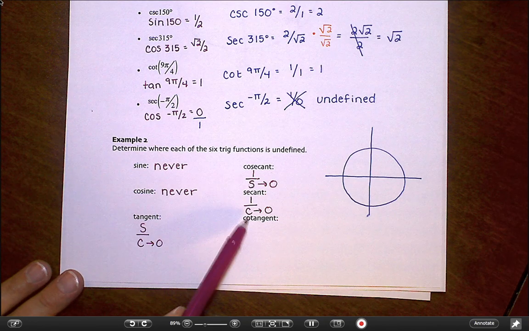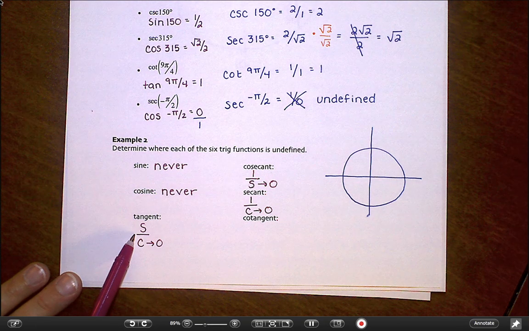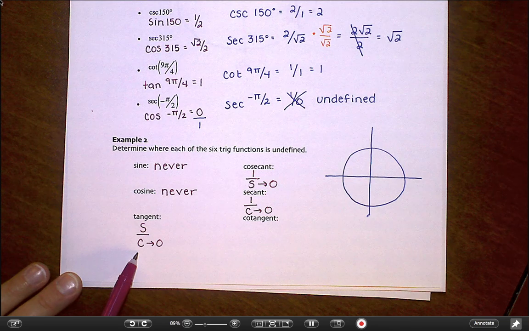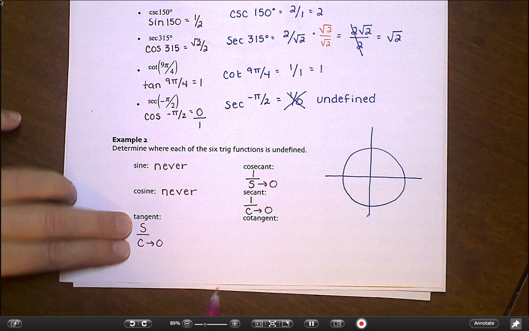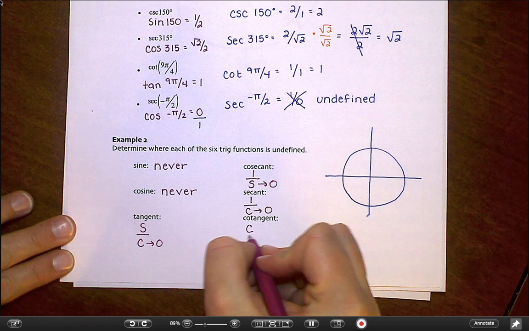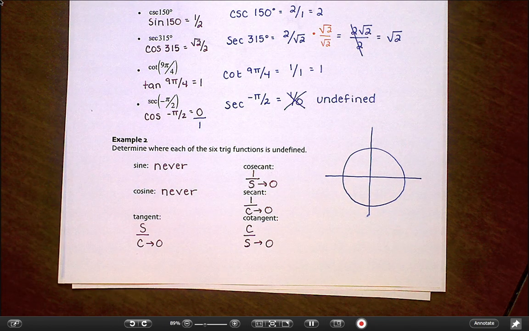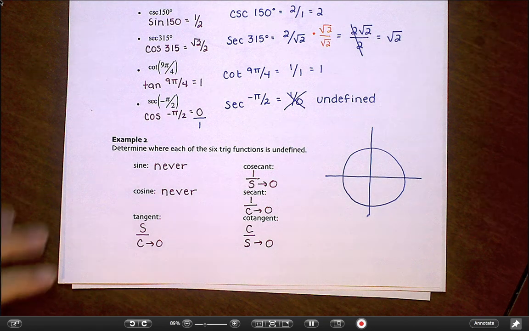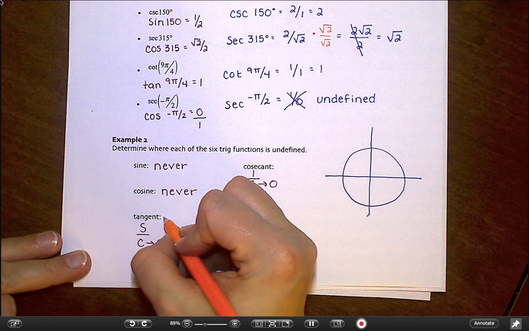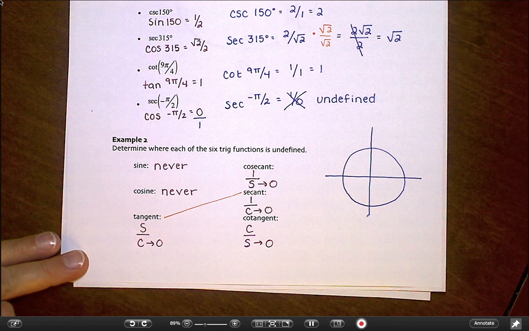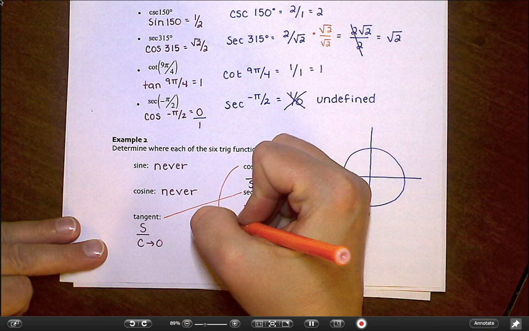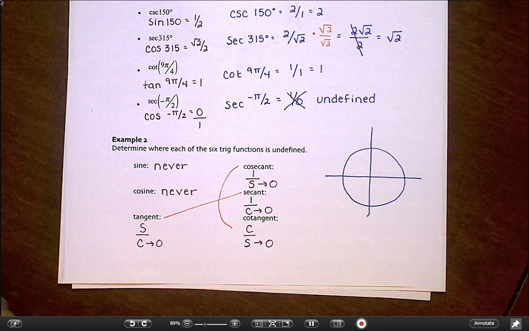Okay, if cotangent is the reciprocal of tangent, and tangent is sine over cosine, that means the cotangent is cosine over sine, meaning this one gives us problems when sine is equal to 0. So you will notice that these two are going to be undefined at the same time because they both have cosine on the bottom, and these two are going to be undefined at the same time because they both have sine at the bottom.